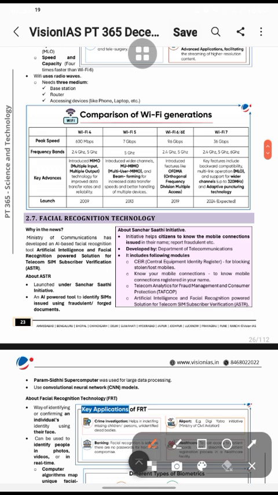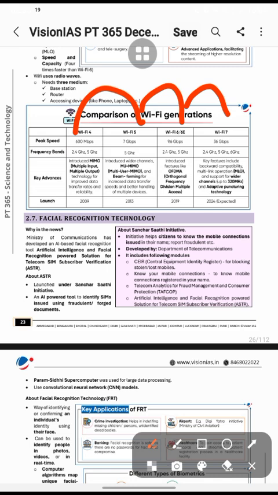So see, Wi-Fi 4, 5, 6 and 7. The speeds are 600 Mbps, 7 Gbps, 9.6 Gbps, and 36 Gbps, which is Wi-Fi 7. The bands are 2.4 GHz, 5 GHz, and 2.5 and 5. It uses multiple input multiple output, MIMO, and beamforming, orthogonal frequency division multiple access, and wider adaptive puncturing technology. Puncturing technology is in Wi-Fi 7, which is expected in 2024.